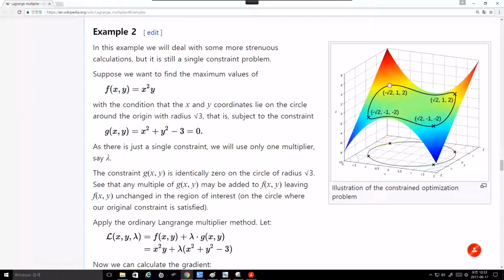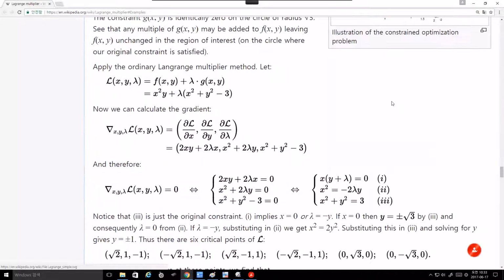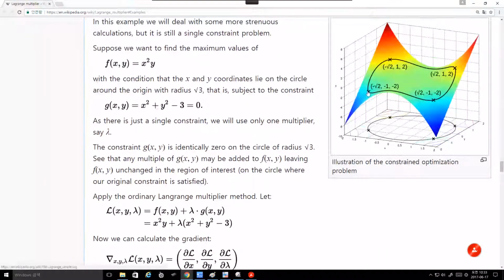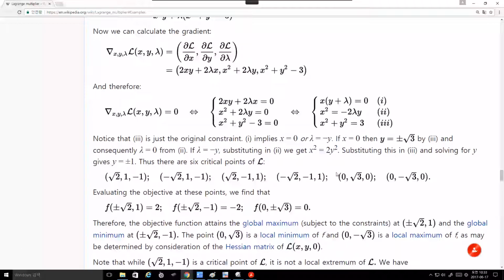So this point corresponds to either this point or this point. They are the highest points in the terrain. The global maximum is at the constraint, this one, and the global minimum is at the point plus or minus root 2, minus 1. This is the minimum. Now, how about those other points? At this point f is 0.